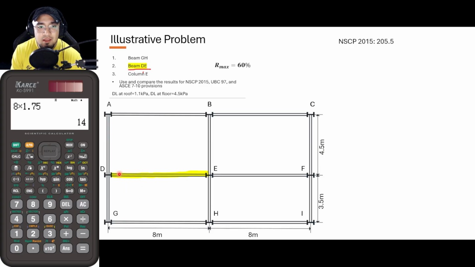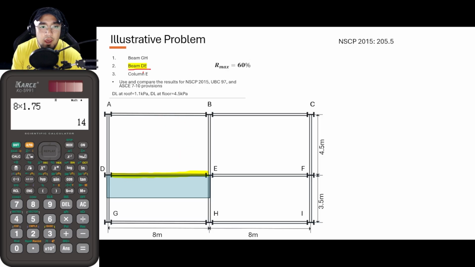So as you can see, this beam DE is supporting an area of this slab and also an area at this bottom part. And earlier we have already solved for the ratio of this slab. And from the ratio, we figured out that the slab below it, this slab here, will undergo one-way distribution. So again, from that, guys, this is now the tributary area of beam DE at this slab. Again, one-way distribution.